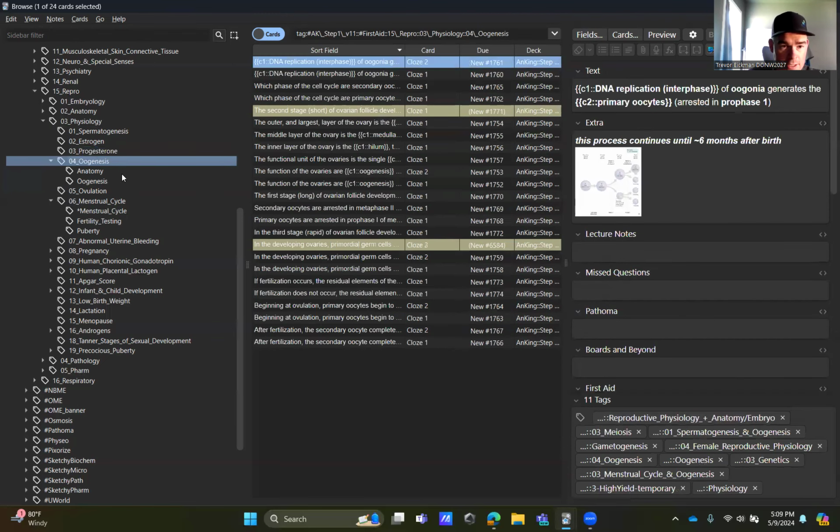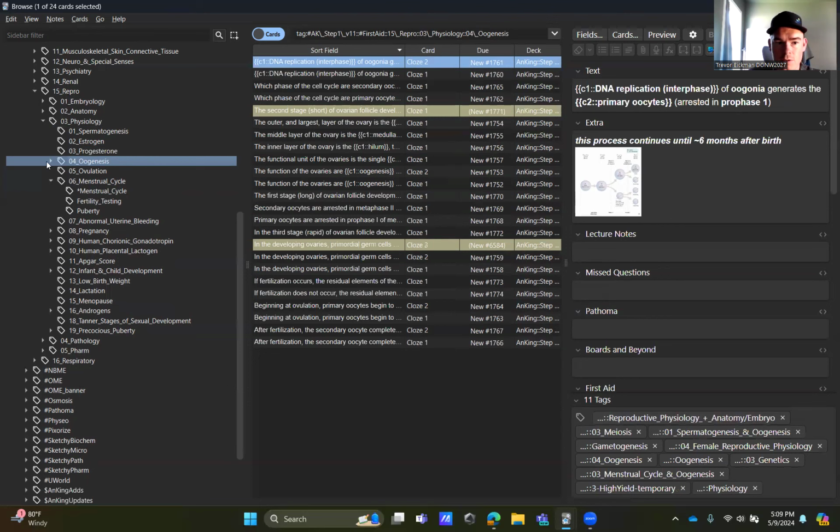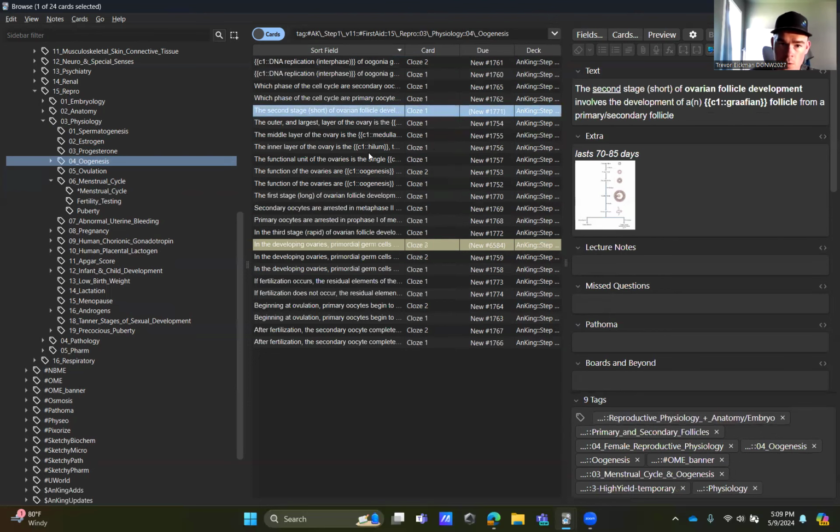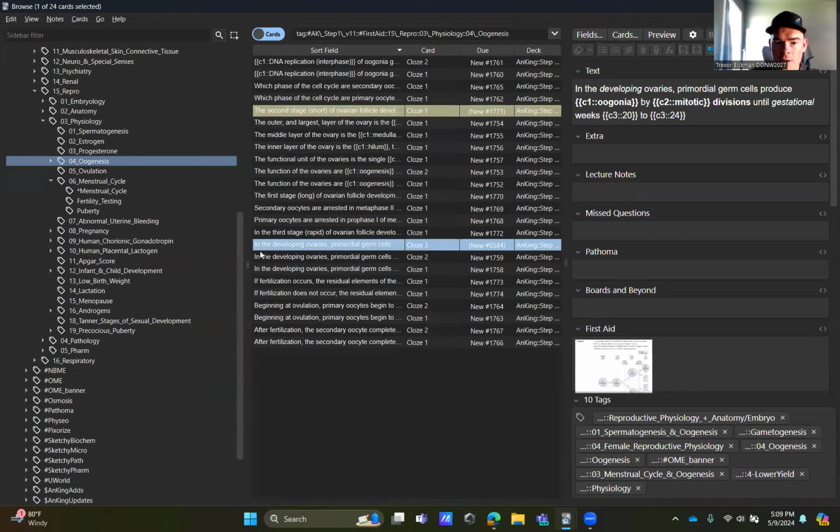And then oogenesis, you can activate all the cards here. So just click on section 4, activate all the cards. The ones we don't want is the 5th card, the 2nd stage, short of ovarian follicle. Don't need that one. And then this one kind of down in the middle, in the developing ovaries, primordial cells germinate. Yeah. And this is a multi-card question. And I just left the card out that has the closed 3 relating to the days. And I don't even know if those days are actually accurate based upon the lecture we received. So I'm more focused on the oogonia, and the mitotic divisions pieces.